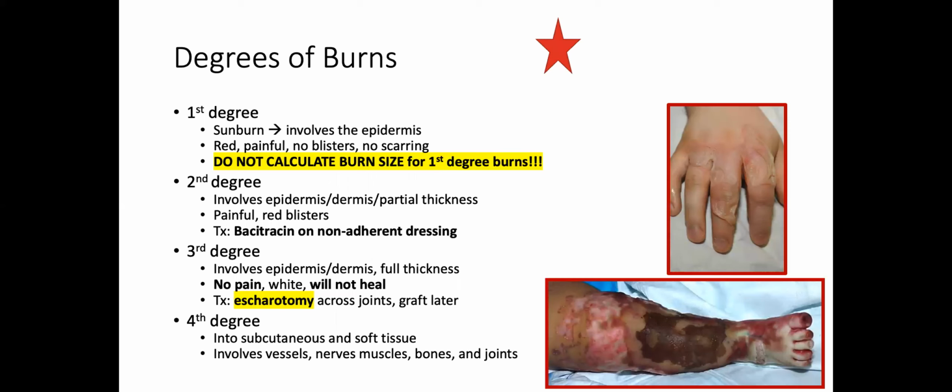First degree burn is a sunburn. It involves the epidermis. It's red, painful, no blisters, and no scarring. Do not calculate your percent burn total of total body surface area for first degree burns. That is a classic trick that they could ask you on an exam.